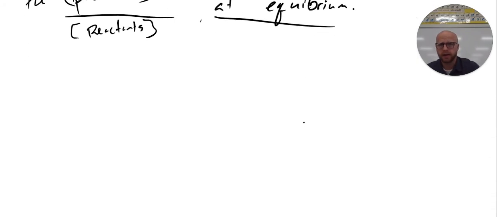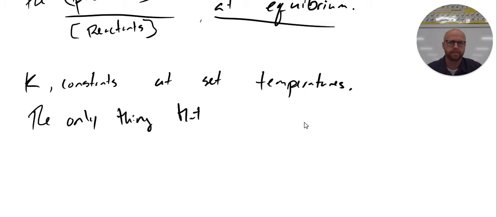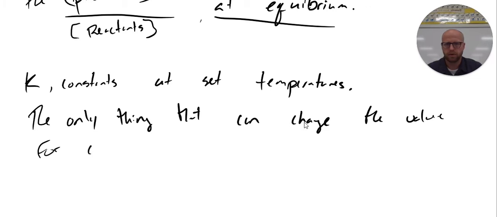So K constants, or equilibrium constants, are constant at set temperatures. Okay? So they are constants at set temperatures. Or in other words, the only thing that can change the value for K is changing the temperature.